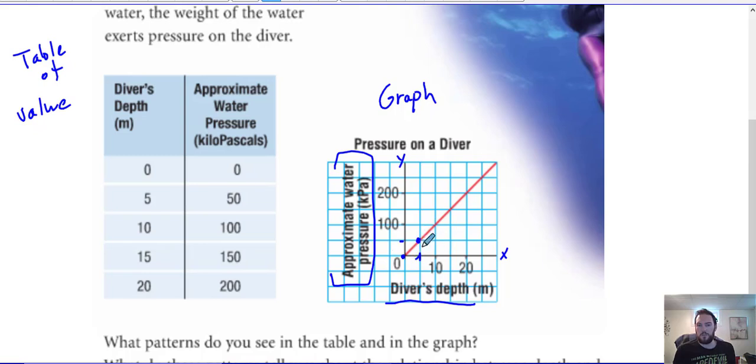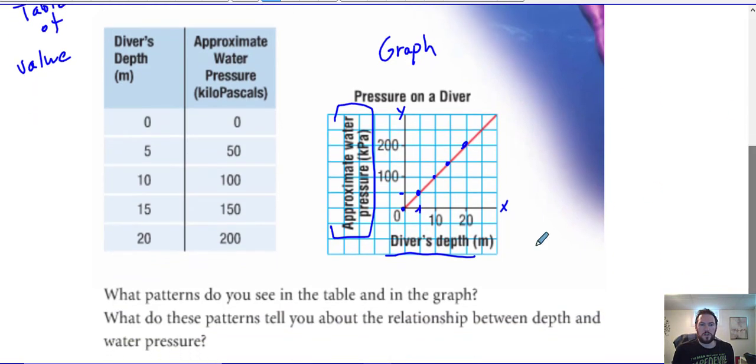And I notice I get another point that falls on this red line. If I look at 10 and 100, I see the same thing. For 15 and 150, again the same thing. And finally, 20 and 200, the same thing. I get 4 or 5 points that actually fall on this red line here. So we should notice a pattern. Graphically, the pattern these points make gives us a line.